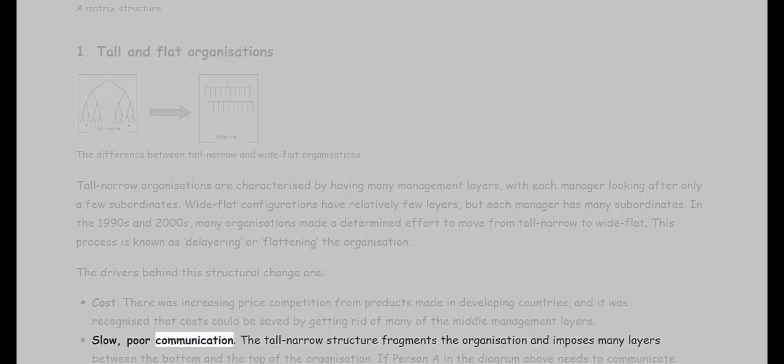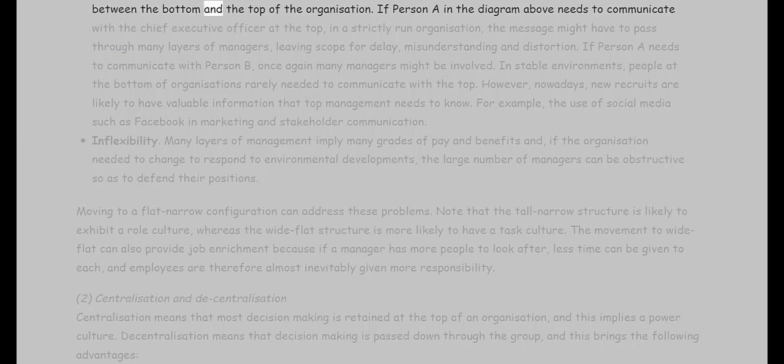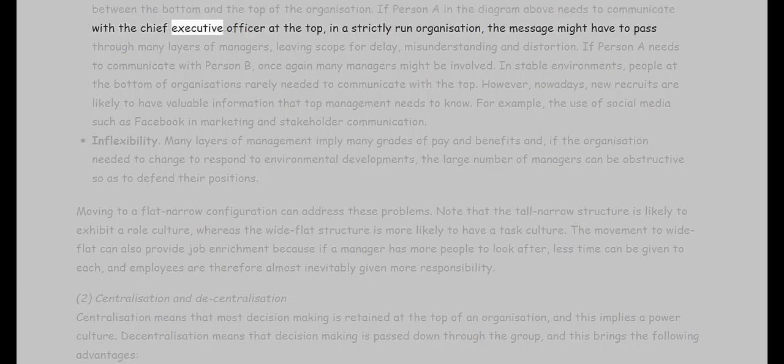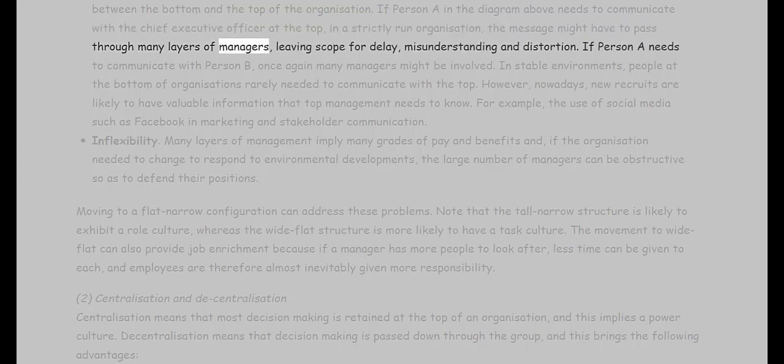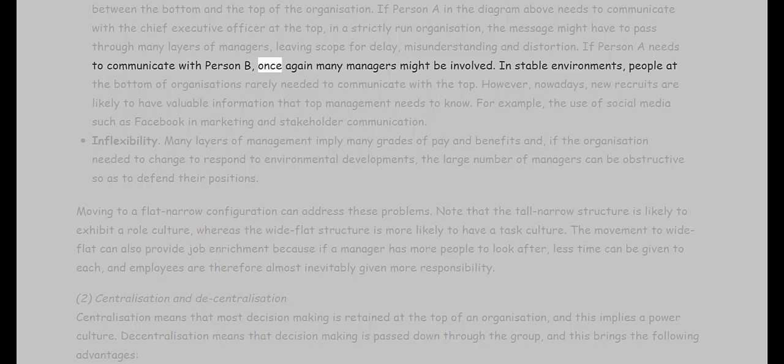Slow, poor communication. The tall narrow structure fragments the organization and imposes many layers between the bottom and the top of the organization. If person A in the diagram above needs to communicate with the chief executive officer at the top, in a strictly run organization, the message might have to pass through many layers of managers, leaving scope for delay, misunderstanding, and distortion. If person A needs to communicate with person B, once again many managers might be involved.